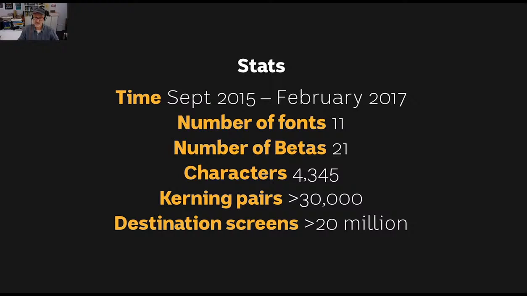4,345 individually vectored characters. Yay, that was fun. There are upwards of 30,000 kerning pairs across all of the fonts, and the destination screens somewhere north of 20 million, who knows, possibly way more than that. An awful lot to make sure that it performs on every single possible screen.